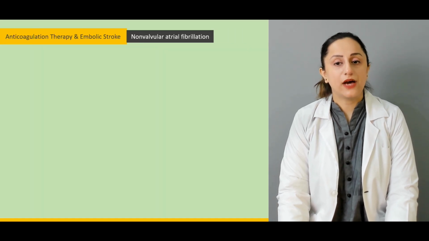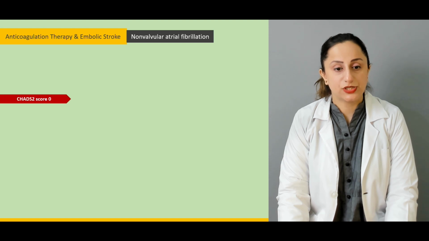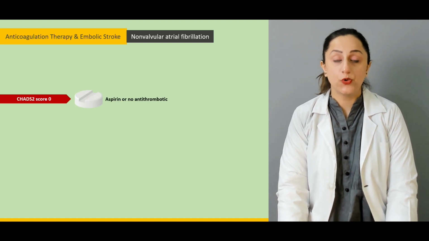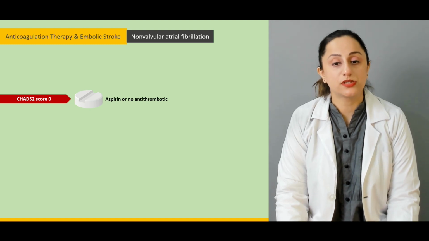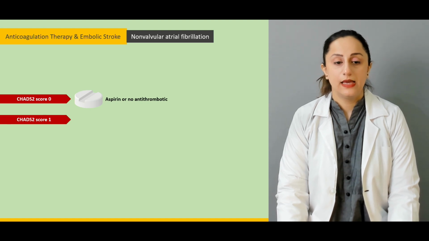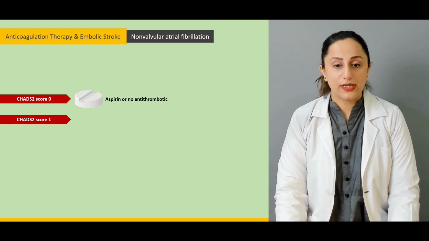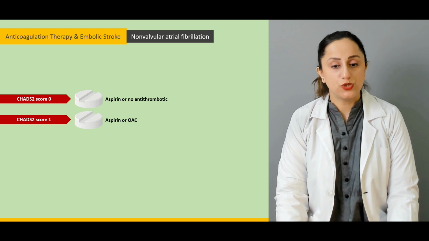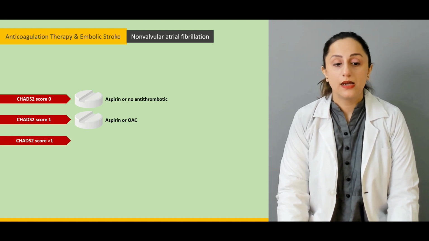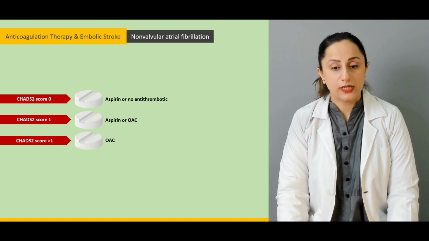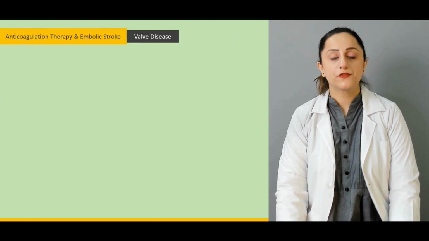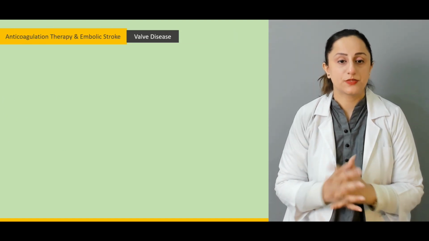Then obviously we have the non-valvular atrial fibrillation techniques. We have the CHADS scoring that can be done. If the score is 0, we usually put the patient on an aspirin or no antithrombotic drug. Then if it is around 1, we usually prescribe an aspirin along with an oral anticoagulant. If the CHADS score is more than 1, we prescribe just an oral anticoagulant, and all of these have to be the criteria in this particular individual.